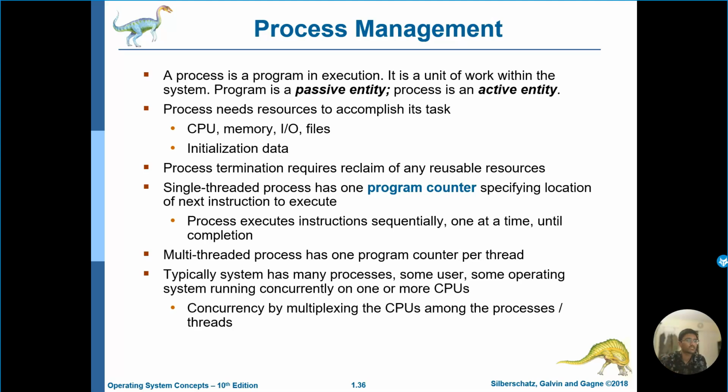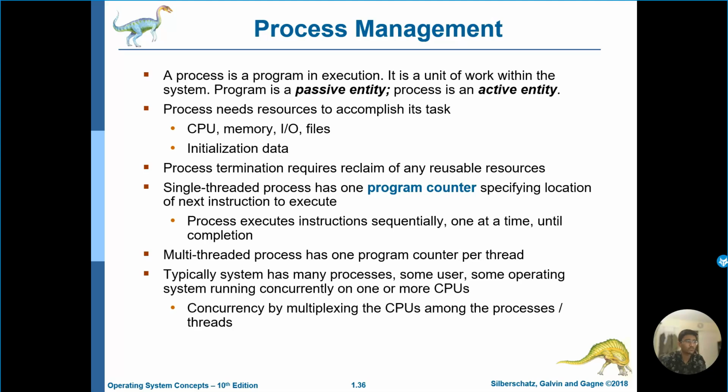A single-threaded process, the process that runs, has a program counter. It specifies the location of the next instruction to execute. A process executes instructions sequentially, one at a time, until completion. But multi-threaded processes have one program counter per thread. So processes that have multiple threads do two or three things at the same time.